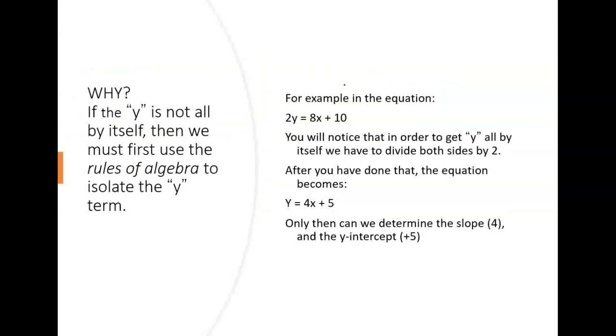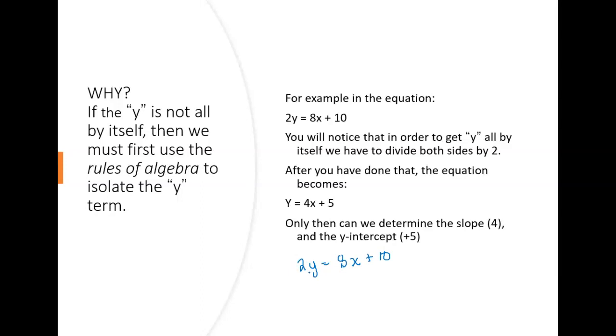This is really important for this form to work. Why? If the y is not all by itself, then we must first use the rules of algebra to isolate the term y. So for example, we have 2y = 8x + 10. In order to get y all by itself, we look back at algebra. Right now there's an 8x and a 10, and that's fine. But I have this 2 with the y.